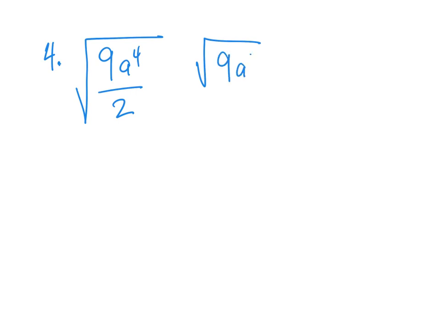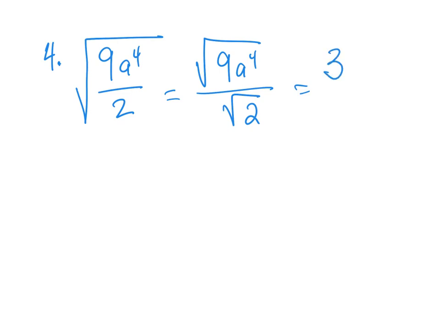Here we go. Question number 4 is the square root of 9a to the 4th all over 2, right? So the first thing I want to remember is this is the same as the square root of 9a to the 4th over the square root of 2, because that's how that works. Square roots can be taken to the numerator and the denominator when they're like that. And of course, everybody knows that the square root of 9 is 3.